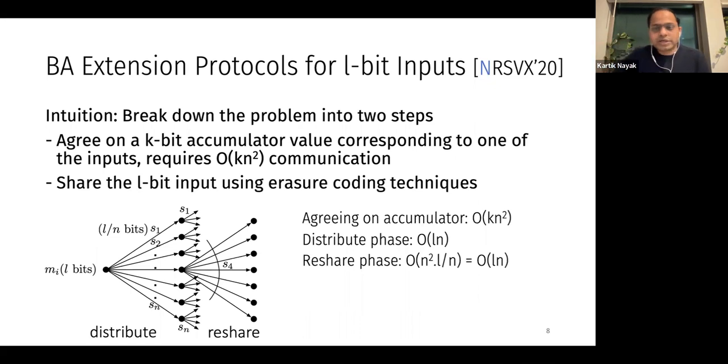And you're also incurring kappa n squared communication for agreeing on the accumulator value. So the total communication is Ln plus kappa n squared bits. Note that the first term here is optimal, because if you're sharing an L-bit message with n different parties, you have to incur a communication of at least Ln. So what you're trying to improve upon is the second term.